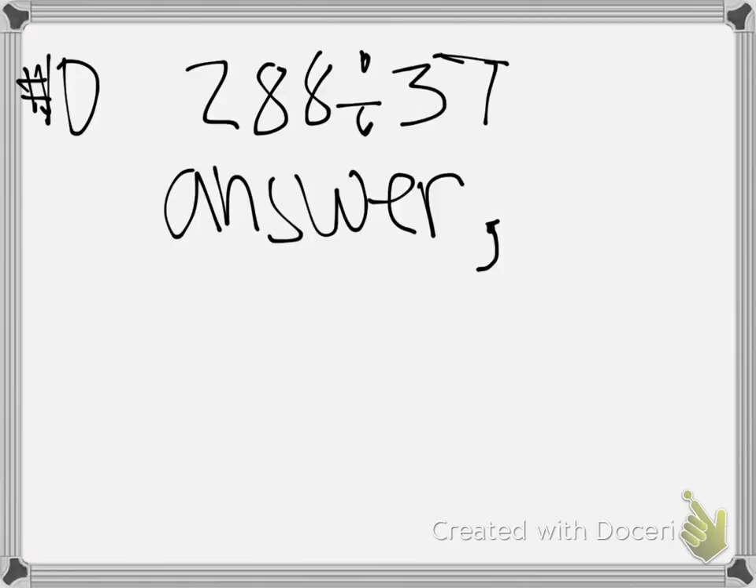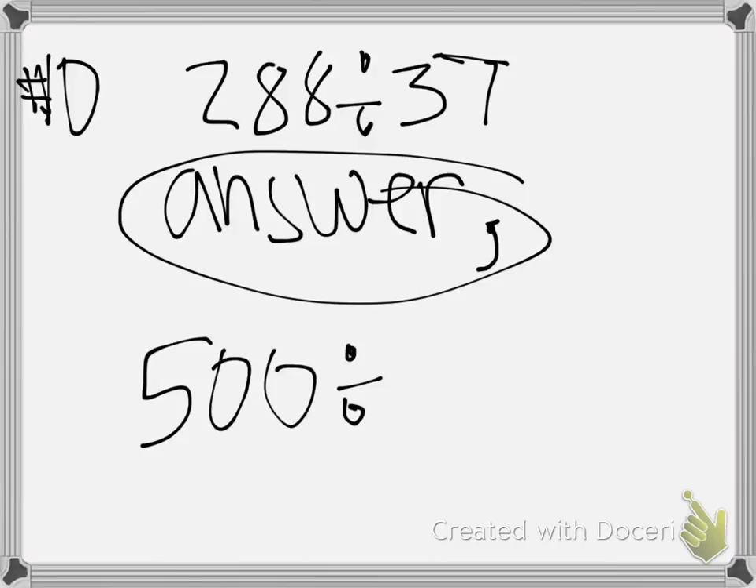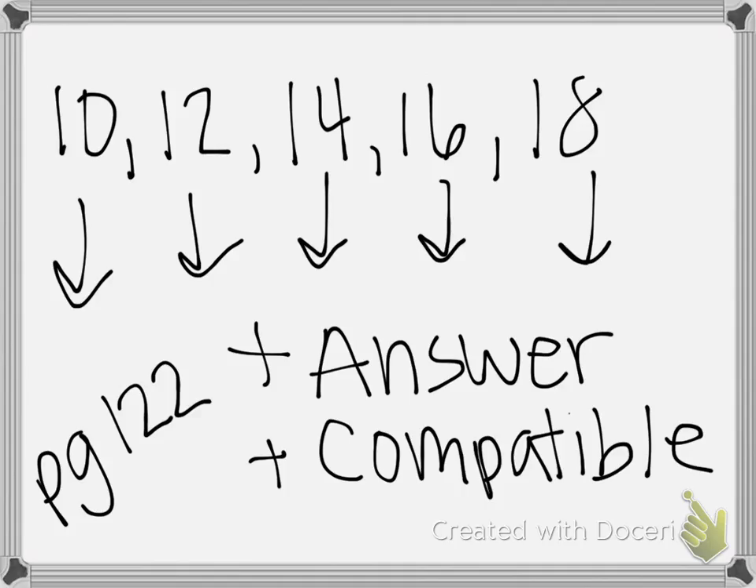So you tell me what answer you got after using the compatible numbers, and tell me after that what compatible numbers you used. So this is not the correct answer. Pretend I used 500 divided by 20, which is not going to give you the correct answer, but that's just my example. So write down the answer you get and the compatible numbers you used for questions 10, 12, 14, 16, and 18. And go ahead and fill those out in your quiz questions.